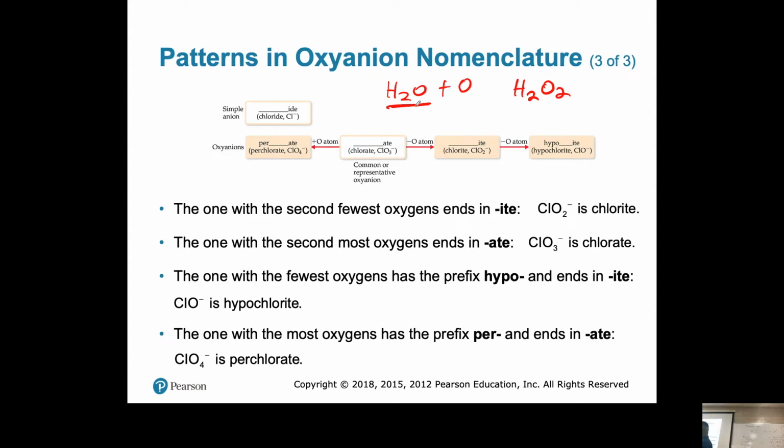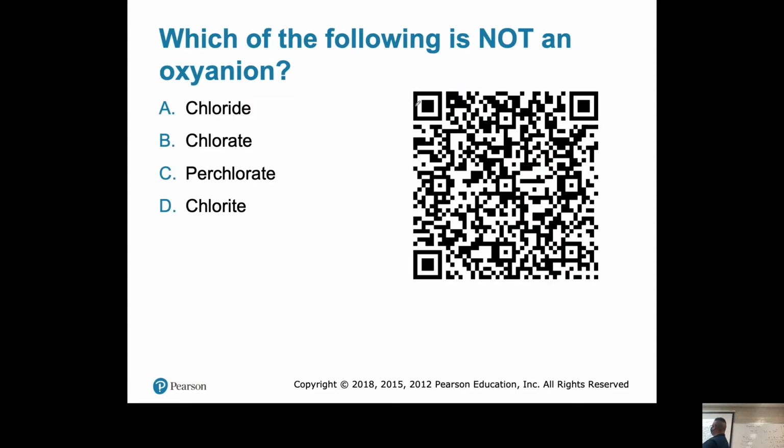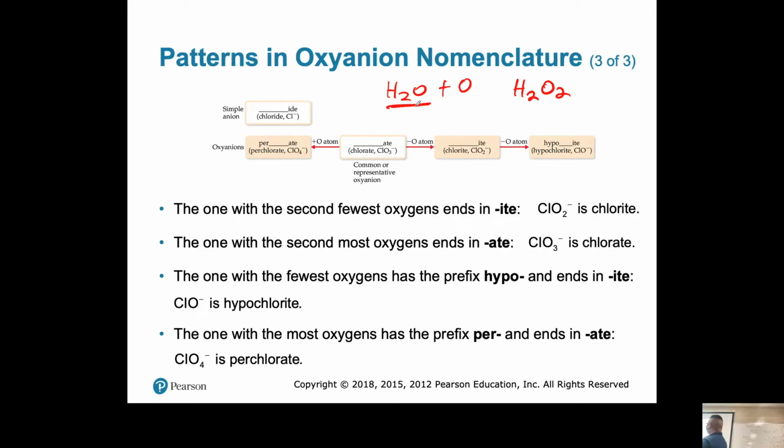Same thing here: chlorate added on an oxygen became perchlorate. The most common ion is the chlorate ion, and if you add an oxygen, you add a per to it. The rest I said before already: if you lose an oxygen, it becomes chlorite, and if you lose another oxygen, it becomes hypochlorite.